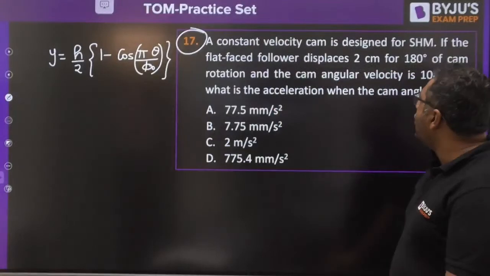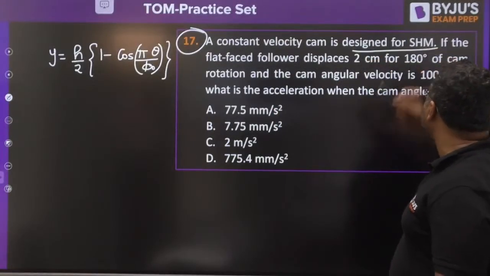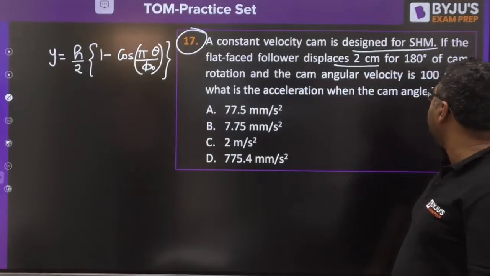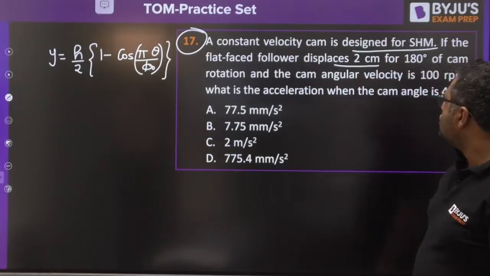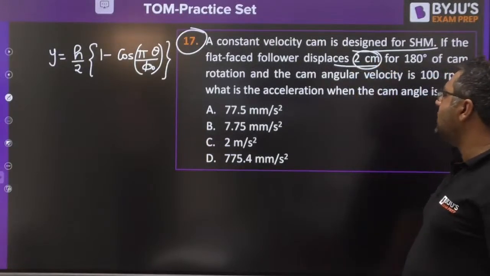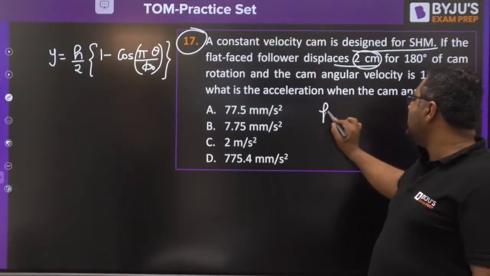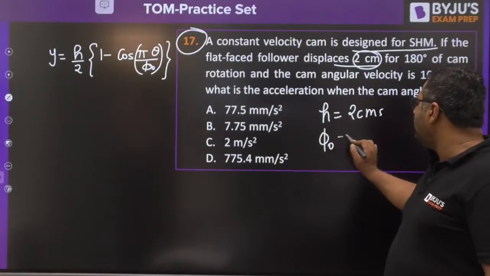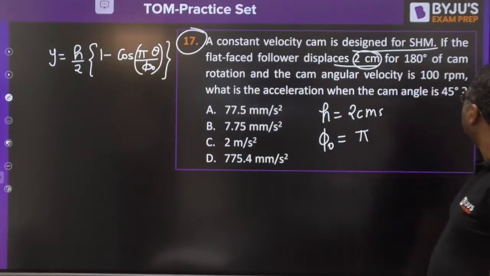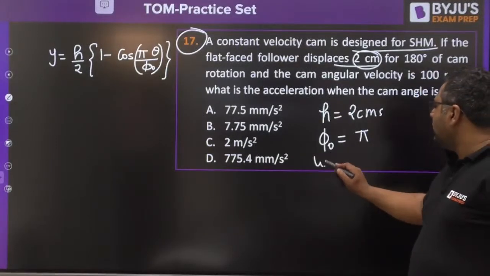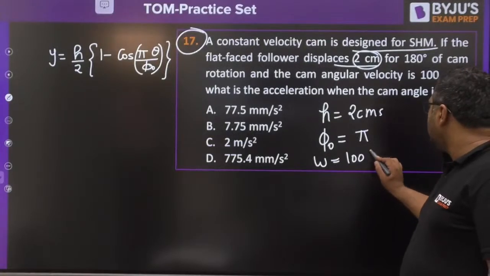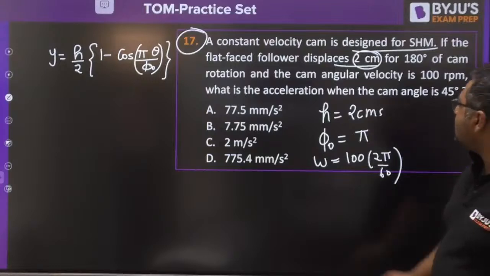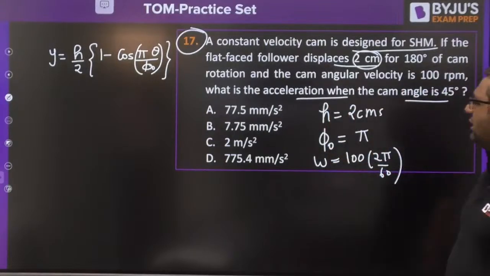Okay, so this is a constant velocity cam designed for SHM, and the flat face follower displaces 2 centimeter for 180 degree of cam rotation. So, my dear, 2 centimeter is the movement given, so h is given as 2 centimeters, and phi naught of 180 degree is pi. Angular velocity of cam is given as 100 into 2 pi by 60 because n is given to us. They are asking the acceleration when cam angle is 45 degree.